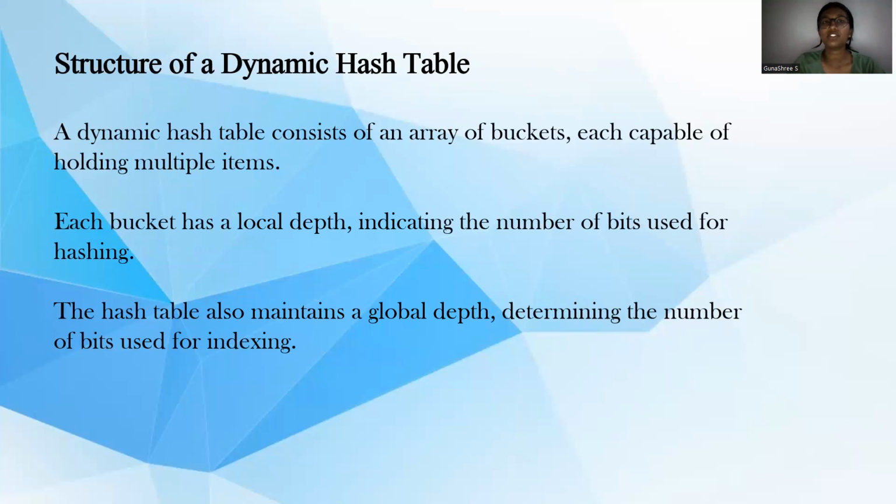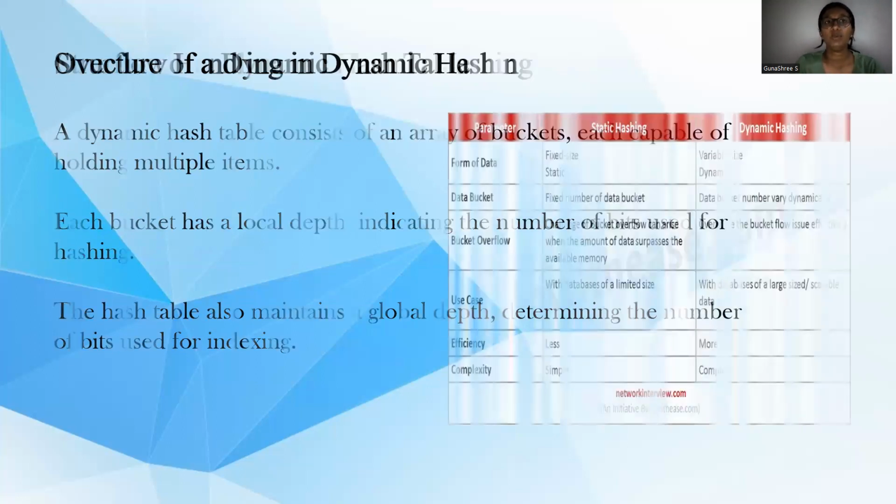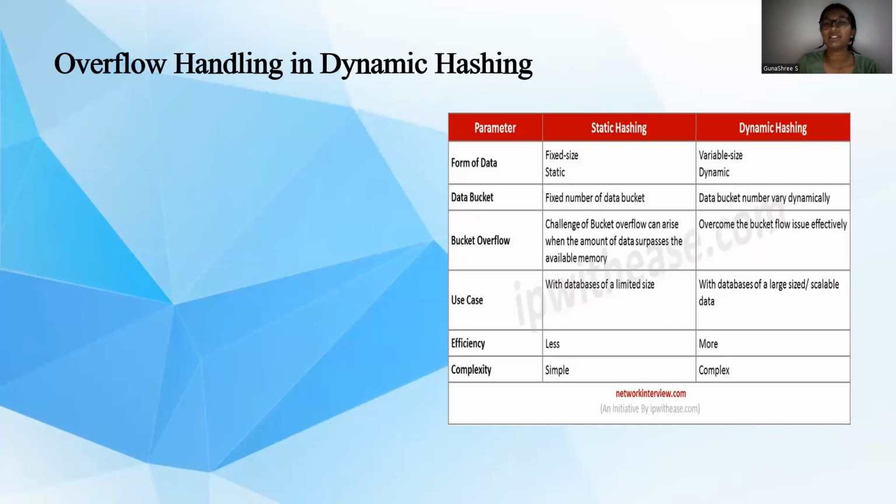So what is the structure of a dynamic hash table? It consists of an array of buckets, each capable of holding multiple items. Each bucket has a local depth indicating the number of bits used for hashing. The hash table also maintains a global depth that is used to determine the number of bits for indexing.